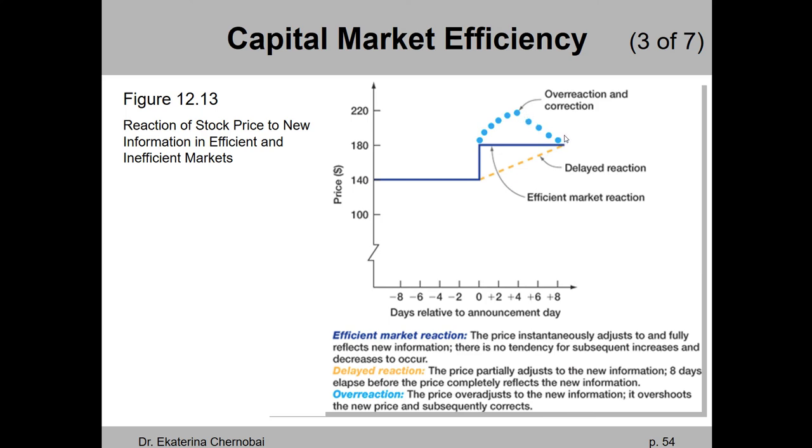and settles. The broken orange line is also inefficient. It means a slow adjustment. The price does start reacting immediately, but it takes a while until it settles at the correct new level. So only the solid blue line, which looks like a step, reflects efficiency. The other two are examples of how we could have an inefficient market.